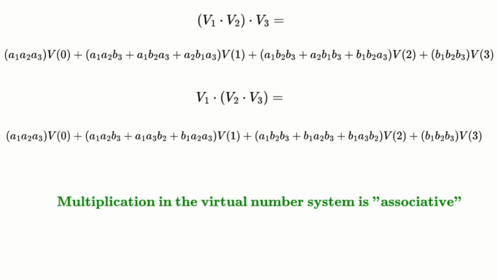All right, now let's move on to the second property, closure. A system is said to be closed under an operation if applying that operation to any two elements in the system always produces another element in the same system. We'll check this for both addition and multiplication.